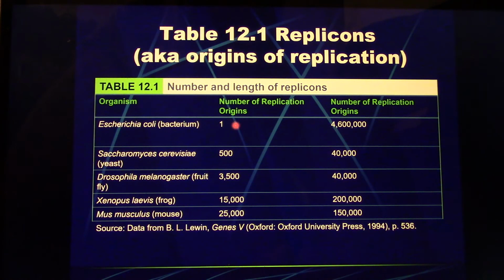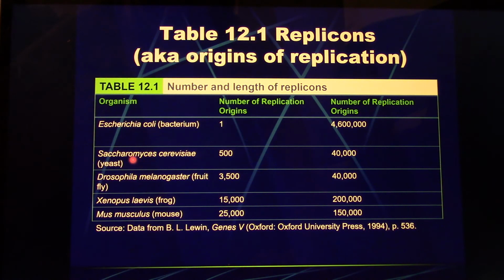So how many replication origins is it going to have? Just one. That's all it needs. Okay. This is the length of the DNA. That's not the number of replication origins. This is the length of how much DNA is going to be replicated. See, this is supposed to be length. So length of replication origins.